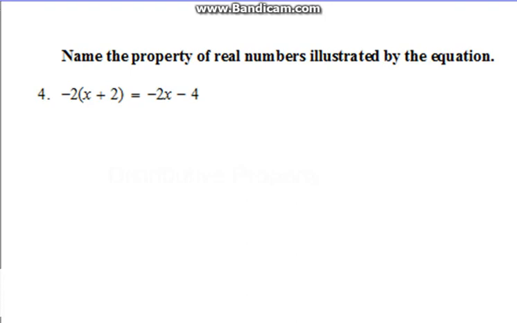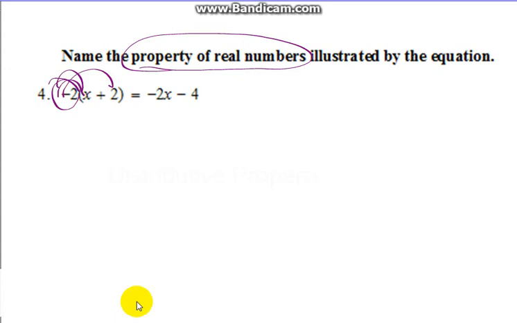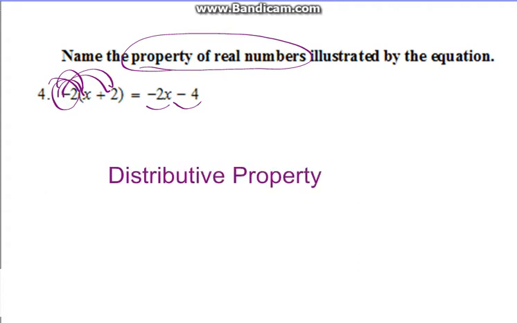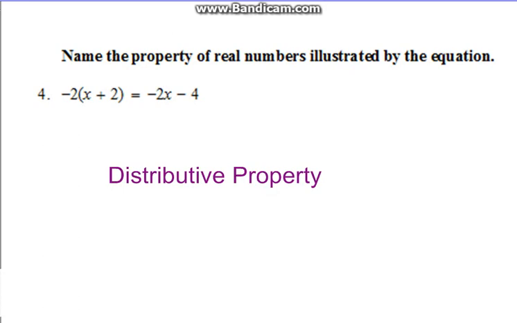Next, it says name the property of real numbers illustrated by the equation. Well, what is the property of real numbers that we're talking about? Well, when you look at what they started with here, a negative 2, and they distributed it across to both numbers, so negative 2 times x is negative 2x, and negative 2 times 2 is a negative 4. So they have done nothing more but use the distributive property on these numbers.